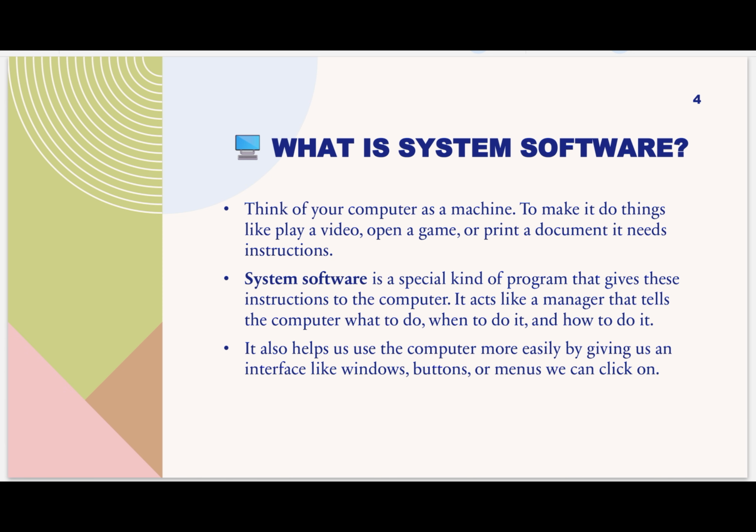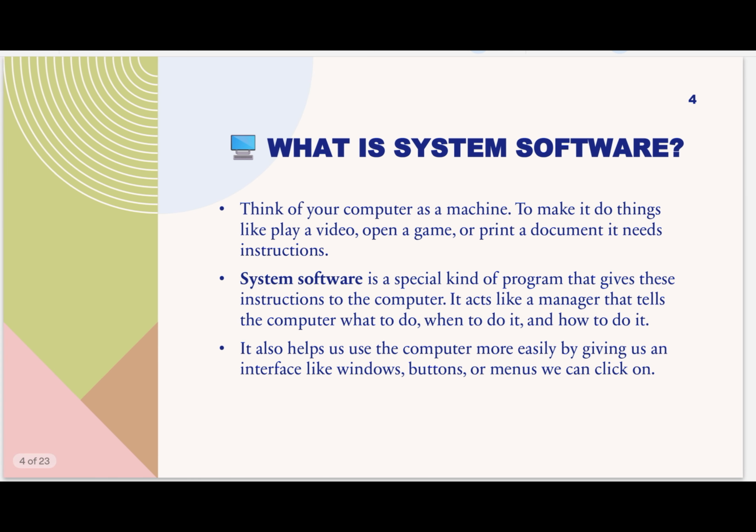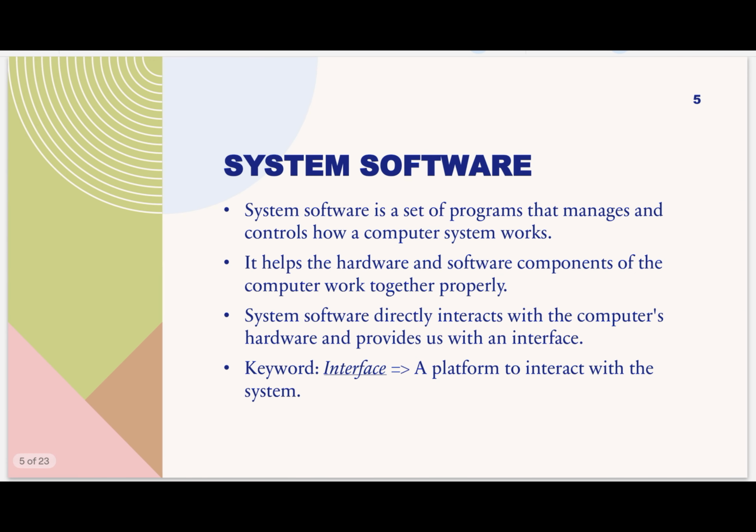We give commands to the computer, right? But the computer doesn't understand commands. Who understands commands? System software. So system software acts as a manager. Whatever commands we give to the computer, system software is, for example, a translator between us. With the help of what? Windows, buttons, menus, right? Means the interface. These are the types of interface, right? Which system software gives us.